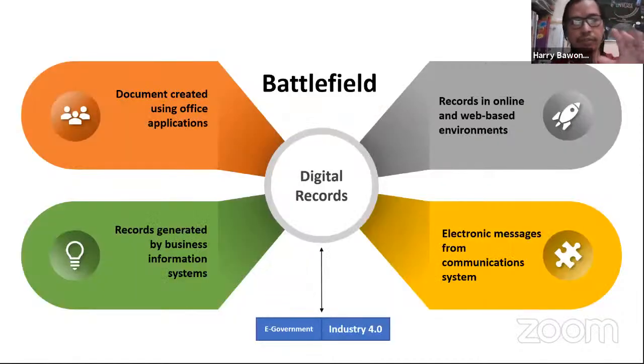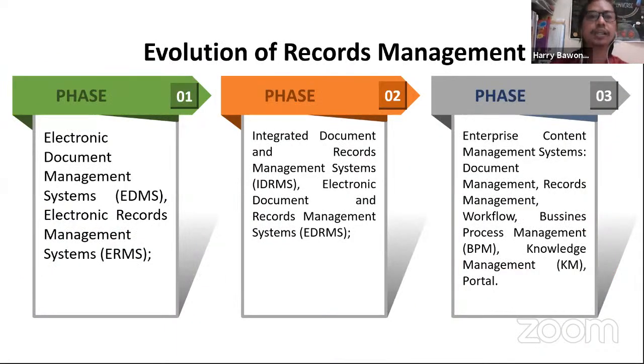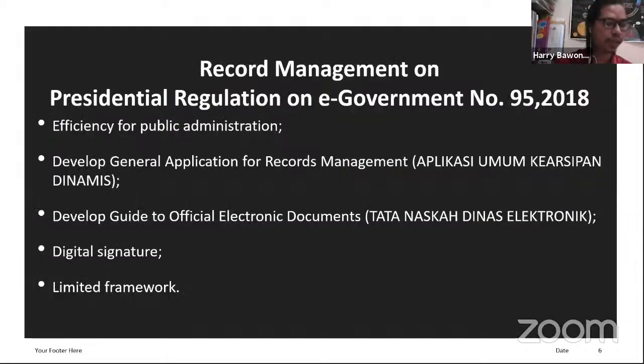And this is the battlefield of digital information for the types of digital records that the National Archives should preserve and manage. And this is the evolution of record management until now. And in Indonesia, we still focus on phase 2 rather than phase 3, because it's too hard for us, struggling with management and record management. And then the record management in presidential regulation on government number 95 of 2018.